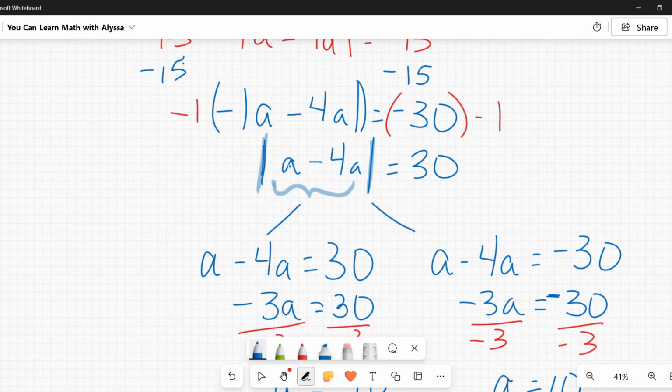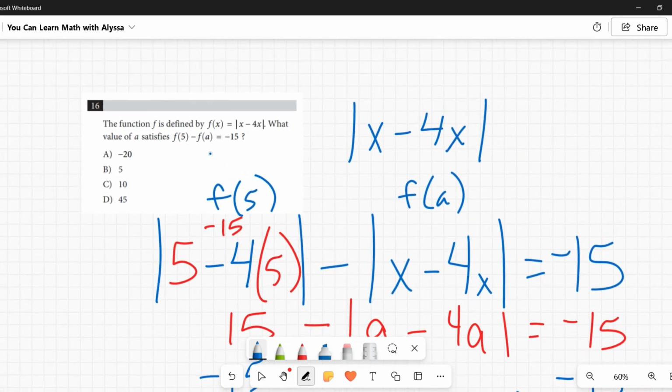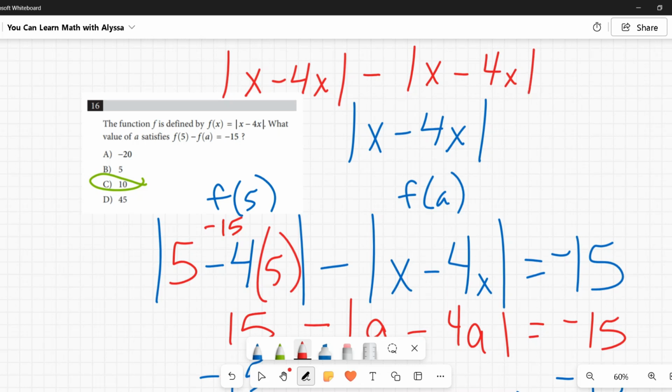So let's go up and look at my options up here. Sorry, I made it so big so you can't see the whole thing. There we go. C is 10. And if we go back and plug 10 in here for a, this all should work. And we can do that if we want to double check. This is one of those things where if you have enough time at the end, I recommend going back and double checking by plugging stuff in.